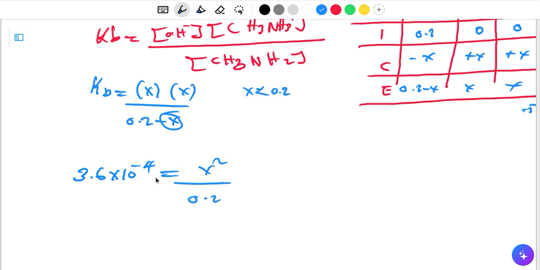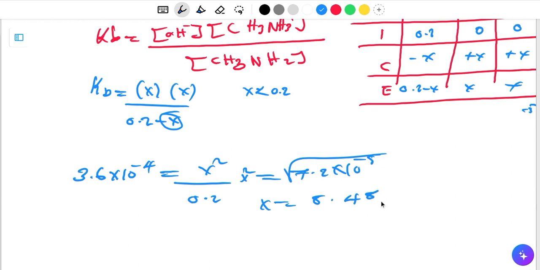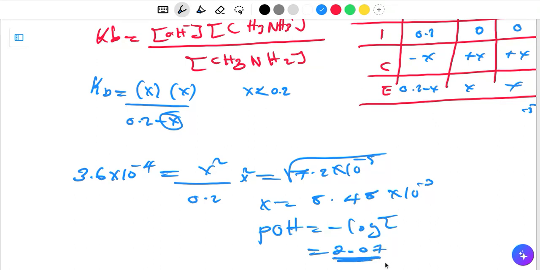So we are multiplying now with 0.2. Here now I'm going to get 7.2 times 10 to the power negative 5. Then finding the square root, x is going to be equal to 8.48 times 10 to the power negative 3. So this is the value of x, meaning it is also equal to the concentration of hydroxide ions. So I can find the pOH, which is the negative log of the same value. I'm getting 2.07 as my answer for pOH. What about pH? 14 minus the answer. Still I'm getting 11.9, close.